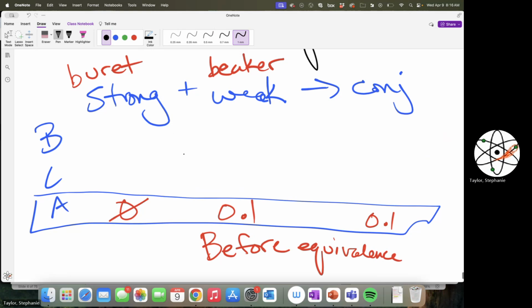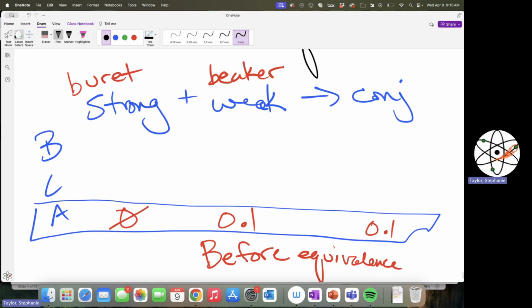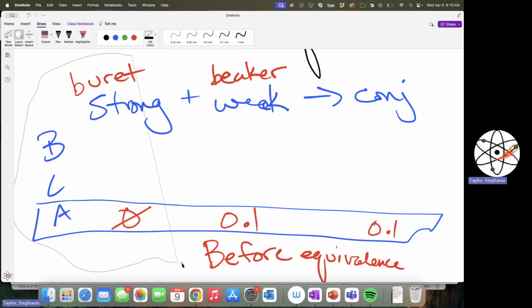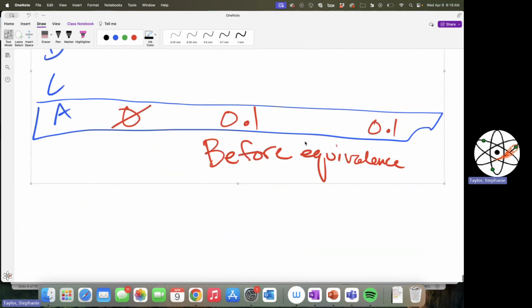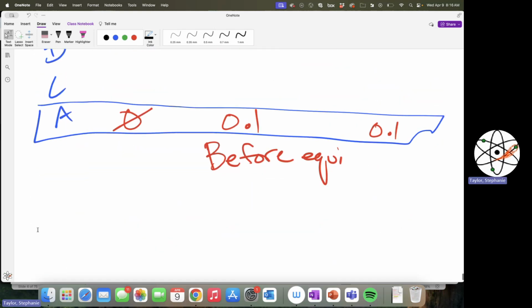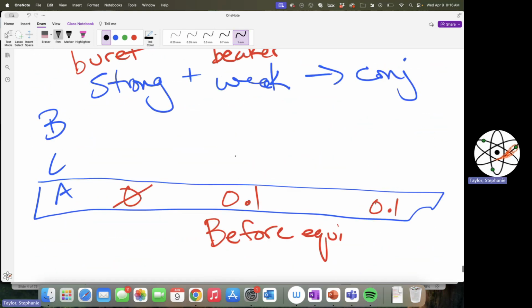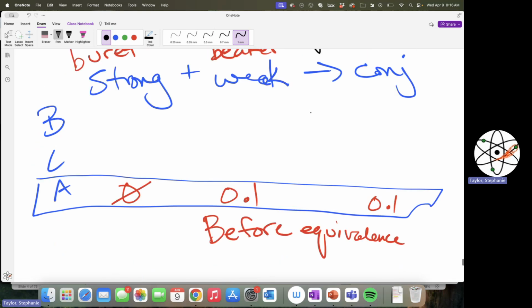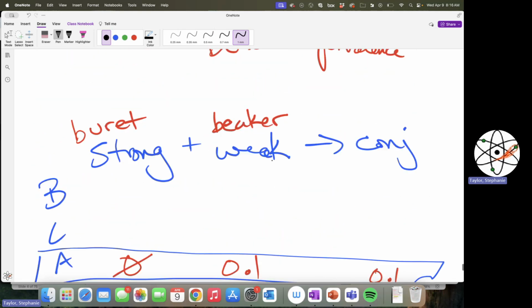If we did this exact same setup, I'm just going to make a copy of this. I didn't actually need all of it. Oh well, that's okay. And then I get to erase some things. So that's before the equivalence point. I got some of the stuff left in the beaker still.